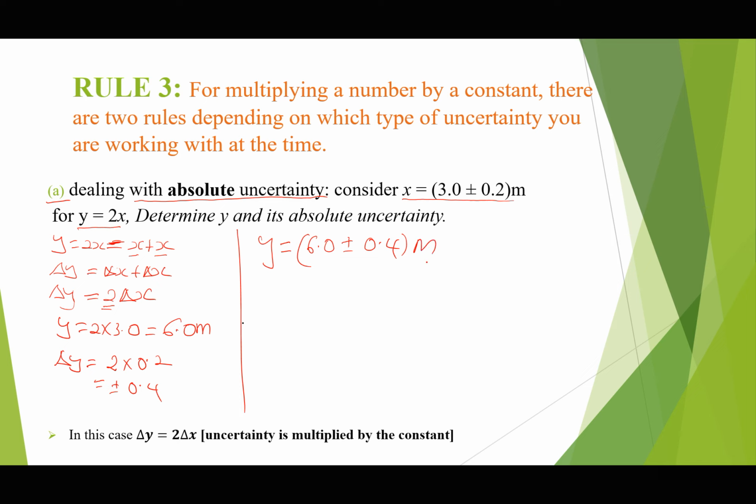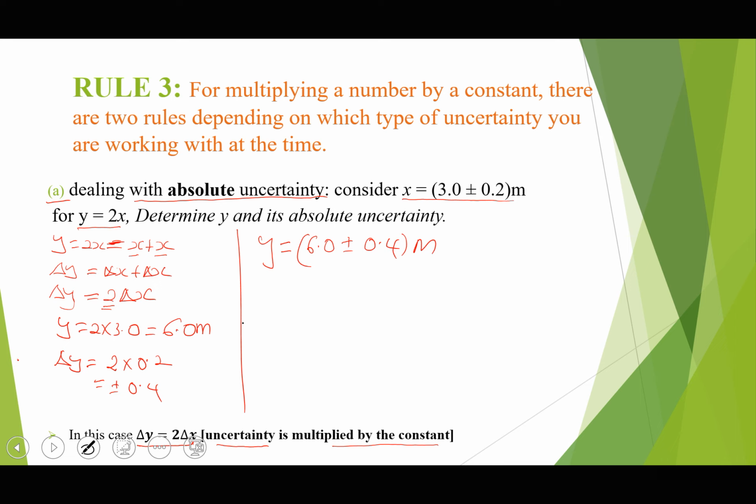We have simply added the absolute uncertainties, or we have actually multiplied the constant 2 by the absolute uncertainty to find the total absolute uncertainty when y is defined as twice x. So in this case, the uncertainty is multiplied by the constant. Remember, I said there are two rules in one. The first one we have seen when we are dealing with absolute uncertainties.